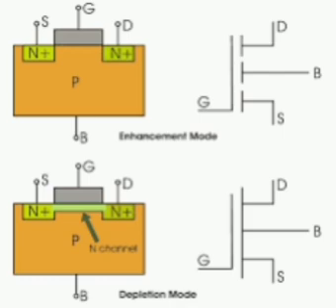Amplification factor mu is given by mu equal to RD into GM, where RD means drain resistance and GM means transconductance. Transconductance GM is given by GM equal to minus 2 IDSS by VP into (1 minus VGS by VP).